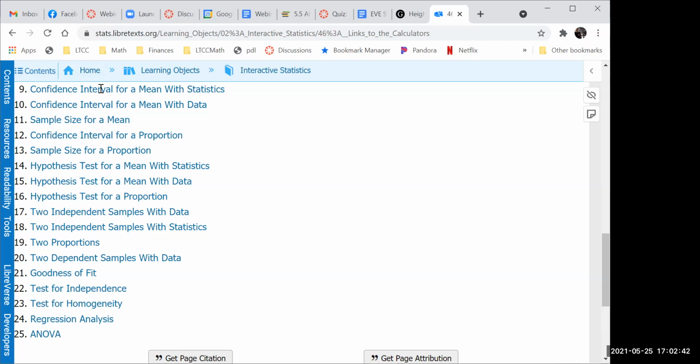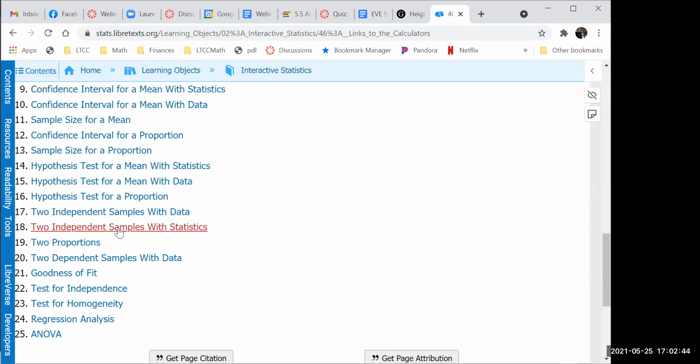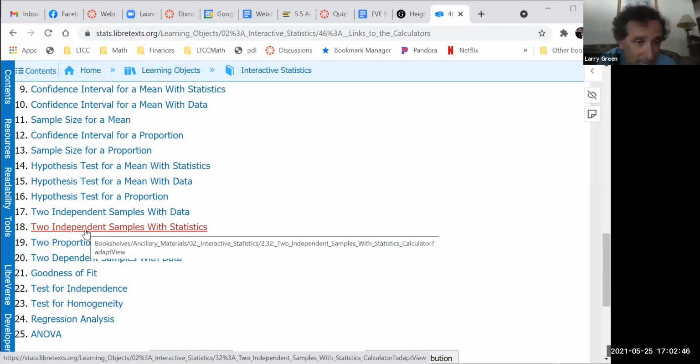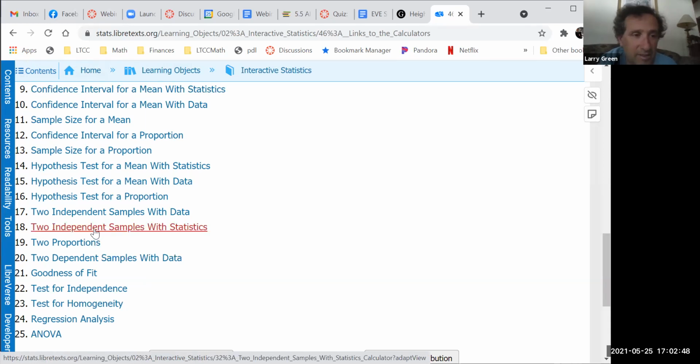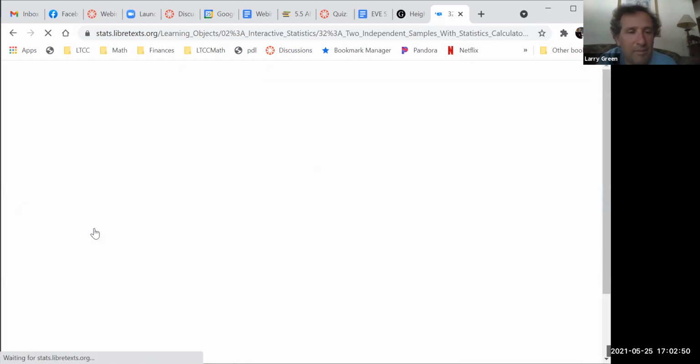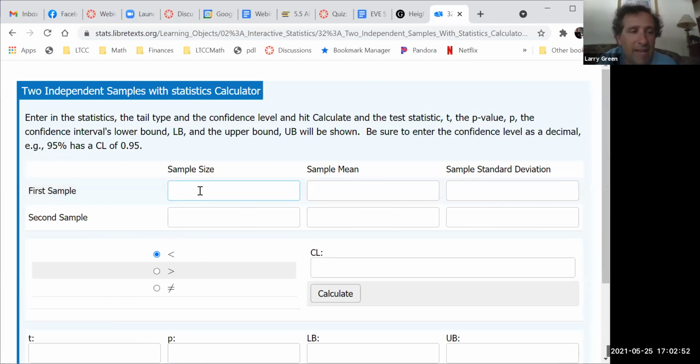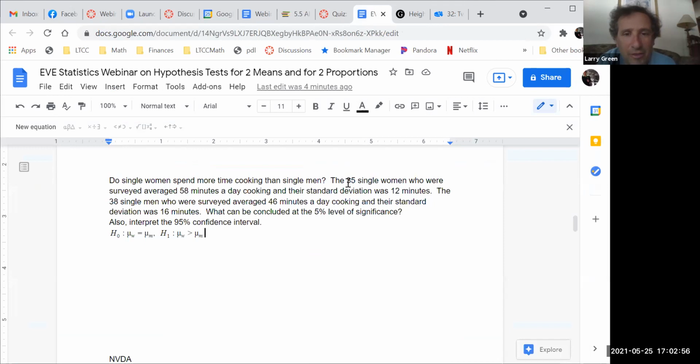18. Yep, this one's 18 because we have independent samples and we have statistics. So I click on that. And it asks us for the sample size for the first sample. And again, there were 35 single women. So that's 35.